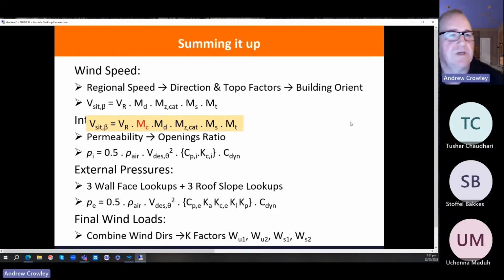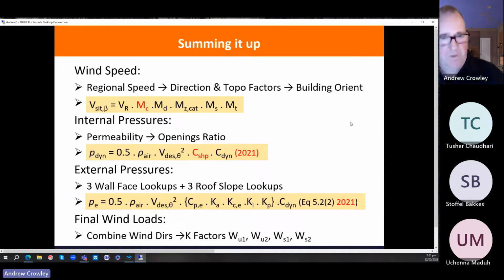So for the 2021 edition, we put in the new figures, including our climate change factor. We've swapped our C_fig for C_shape, and it all spins out with pressures on the internal and external faces.